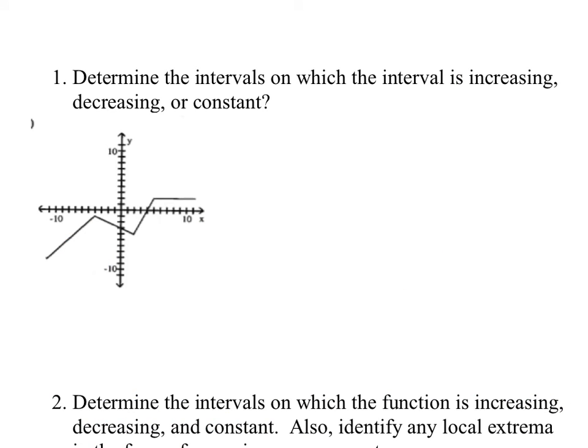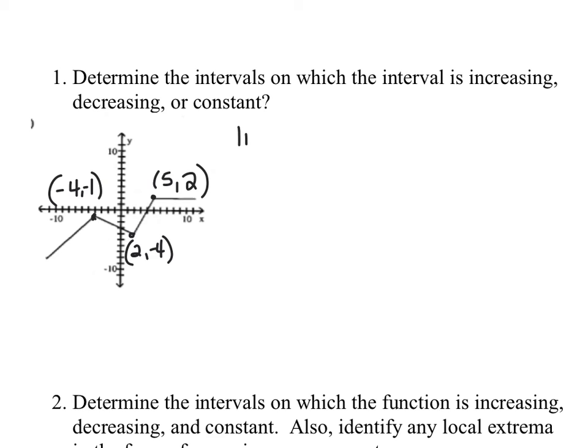In this problem, we're asked to determine the intervals on which the function is increasing, decreasing, or constant. So I usually take a second and label these critical points here. So negative 4, negative 1, it just helps me state my interval. This looks like (2, -4). And then over here, that looks to me like (5, 2).